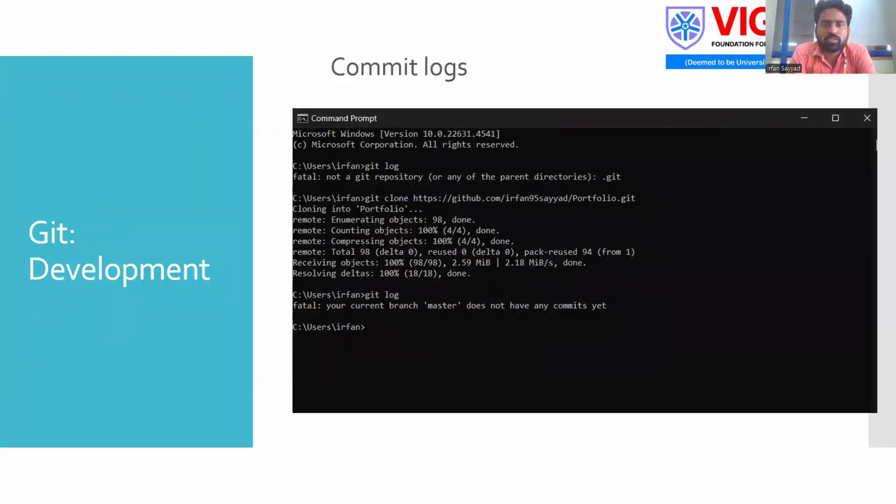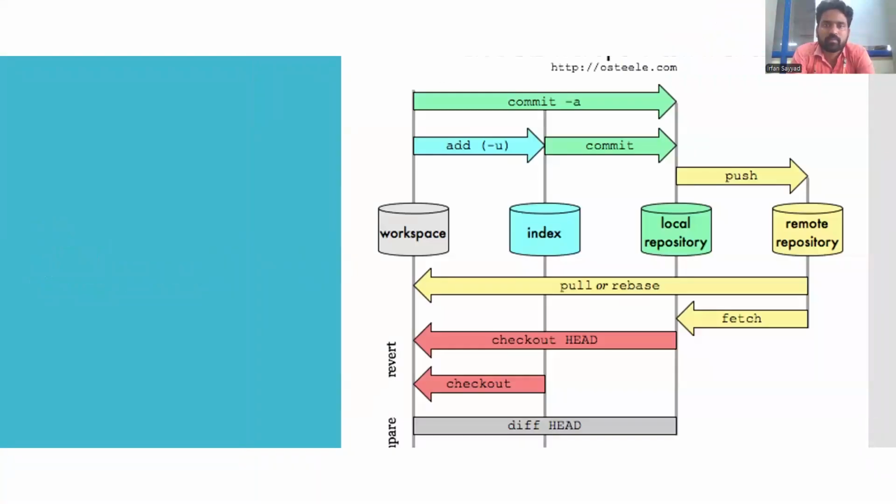When I use the git clone command to clone one of the repositories from my GitHub, a portfolio, the cloning is done: cloning into portfolio. That means it cloned the entire portfolio from my repository to my local computer. Then I give the same command, git log, and it shows that your current branch is master. That means my branch is shifted to master. So this is how Git does things.